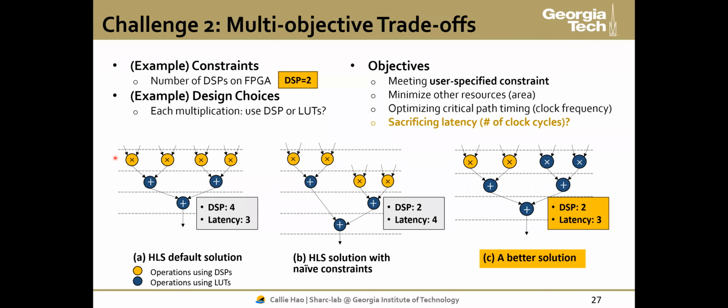If I understand correctly, I can understand the DSP and the LUT as two kinds of resource, right? Right, exactly. Going back to ASIC, it's just like two different multipliers.